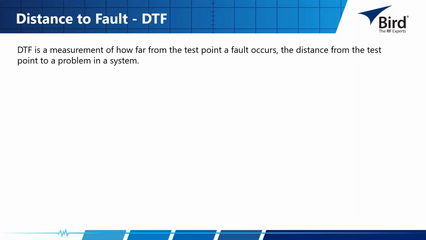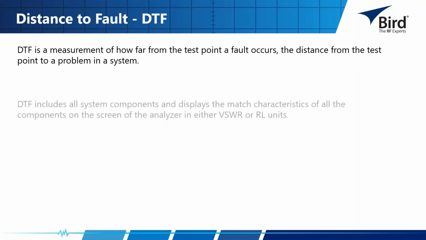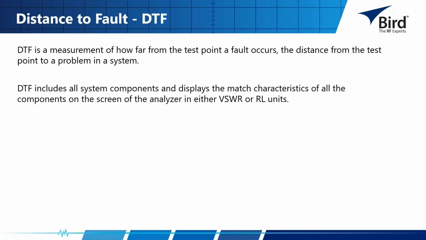Distance to fault is a measurement of how far from the test point a fault occurs. The distance from the test point to a problem in the system. DTF includes all system components and displays the match characteristics of all the components on the screen of the analyzer in either VSWR or return loss units. DTF can check components individually or as an entire system.